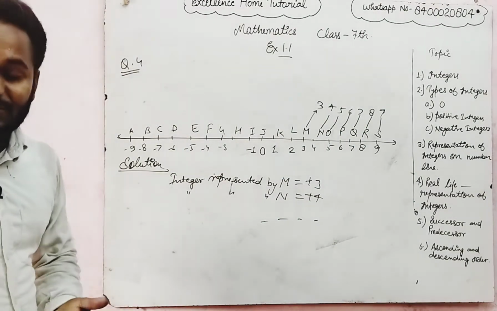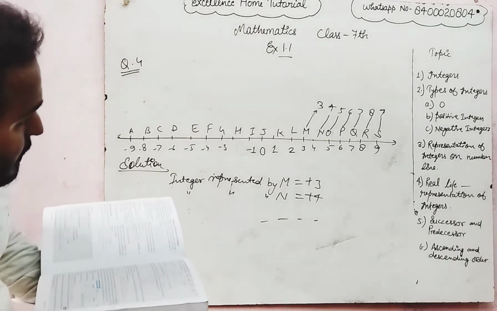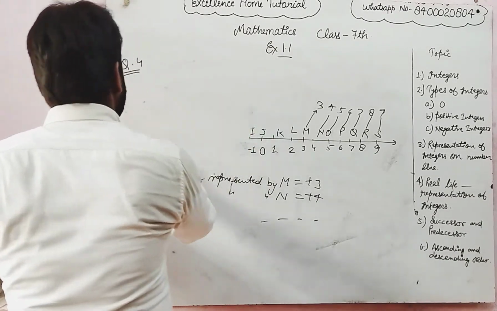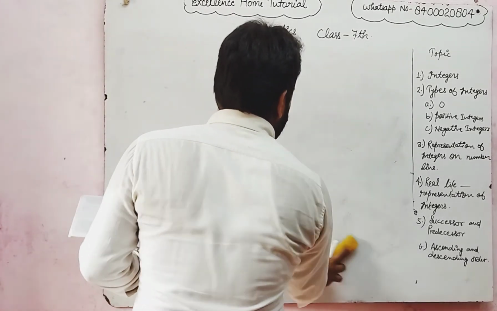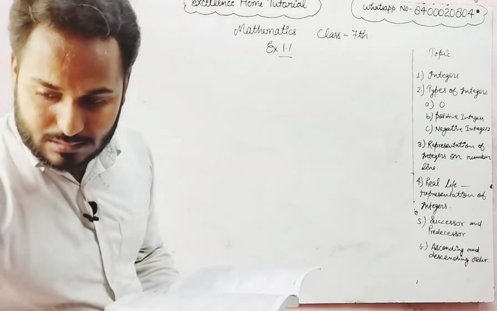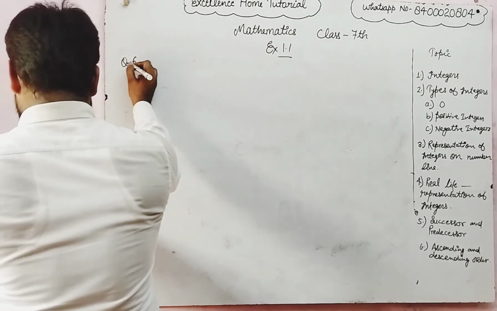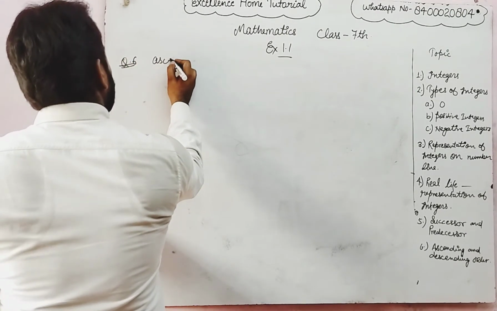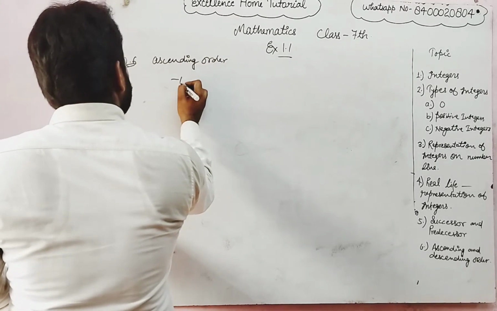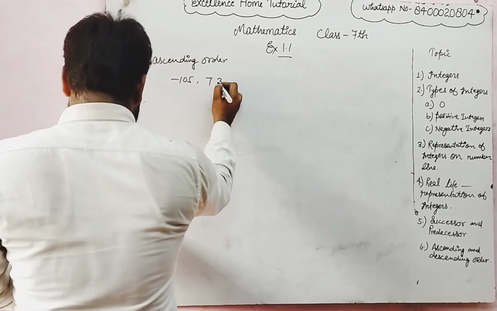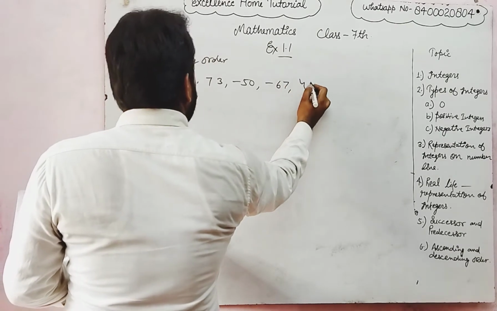Okay, let's move on. Question number 5. Arrange the following numbers in ascending order. In this question we have to arrange these integers in ascending order. So we have to remember the positive integers, negative integers and 0 and their increasing and decreasing values. The numbers are minus 105, 73, minus 50, 67 and 45.